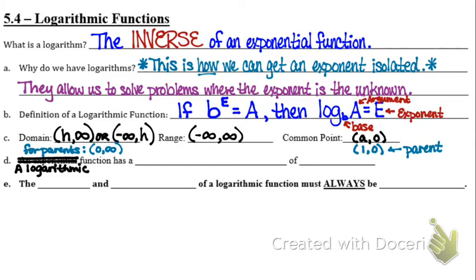Exponential functions have a horizontal asymptote, right? So logarithms would have a vertical asymptote. That will be at x equals h. So that would be x equals 0 for the parent.